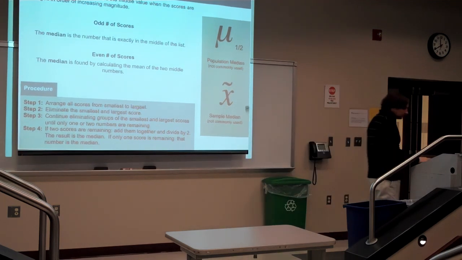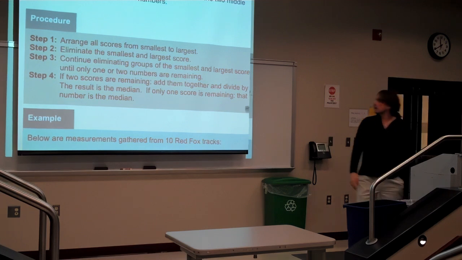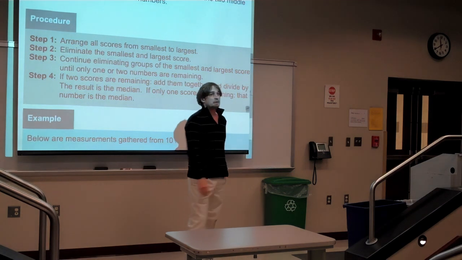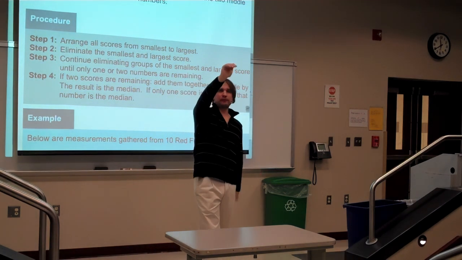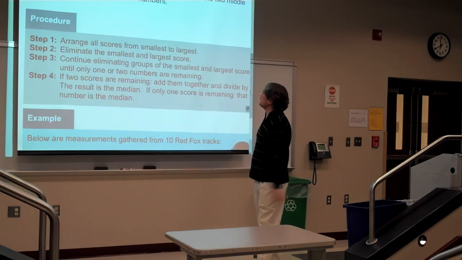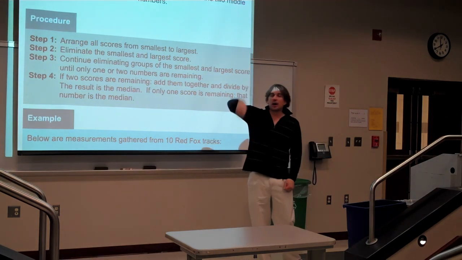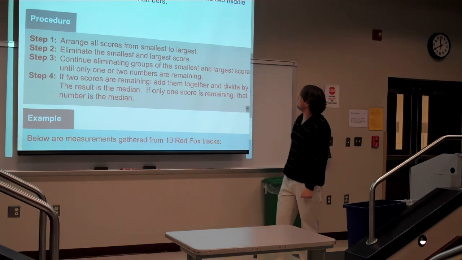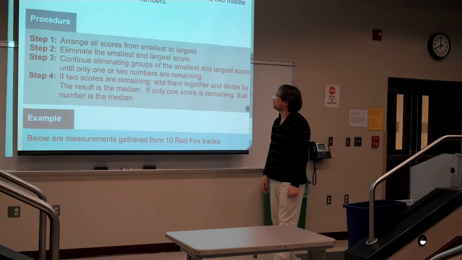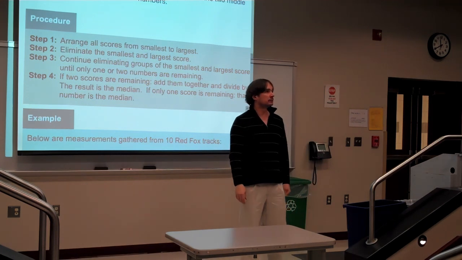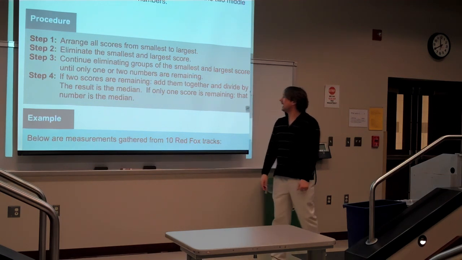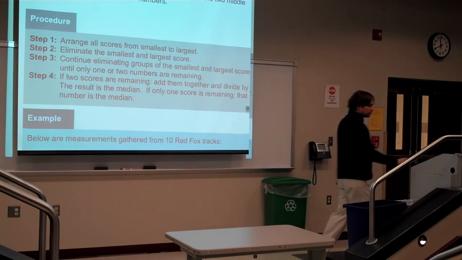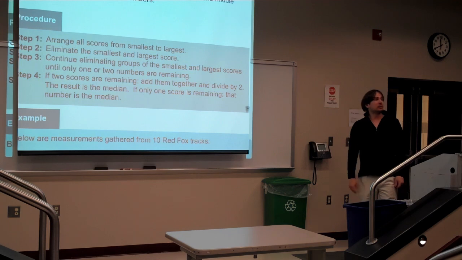Alright, so procedure. Step 1, arrange all the scores from the smallest to the largest. So if you're given a chunk of data, put it from smallest to largest. Step 2, eliminate the smallest and largest score. So just draw a line, or take your fingers and just cover them up or something. Step 3, continue eliminating groups of smallest and largest scores until only 1 or 2 numbers are remaining. If 2 scores are remaining, add them together and divide by 2. The result's the median. If there's only 1 score, then that number is the median.